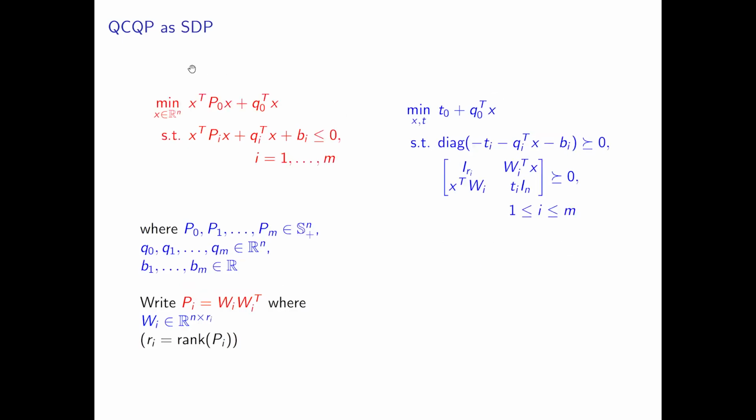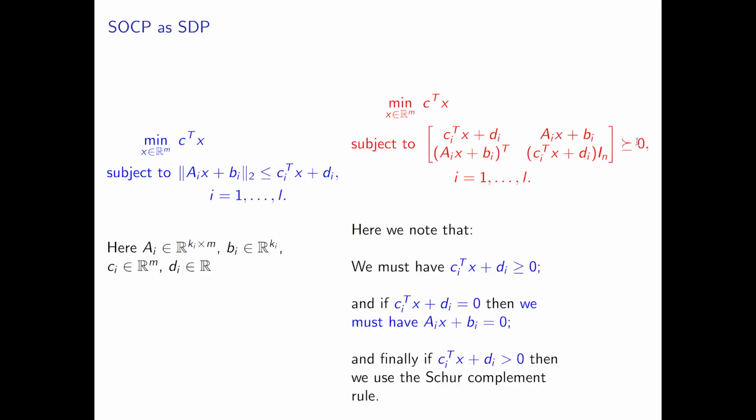Same sort of thing for QCQP. You've got to introduce some auxiliary variables t0 and a bunch of auxiliary variables ti, and do some conversion. It takes some time to check all this carefully, so you better do that offline if you're interested in this. The slides, I believe, are correct. And SOCP can be converted similarly into SDP.